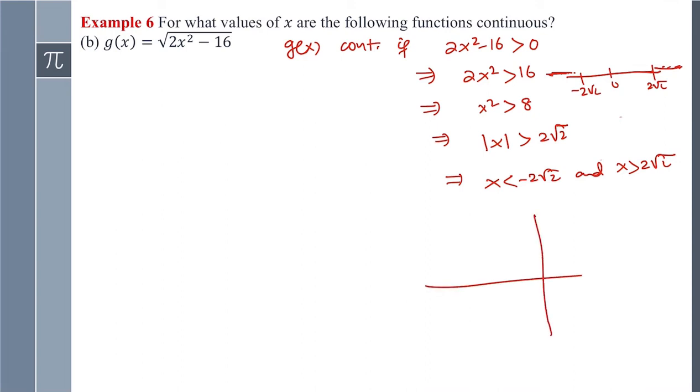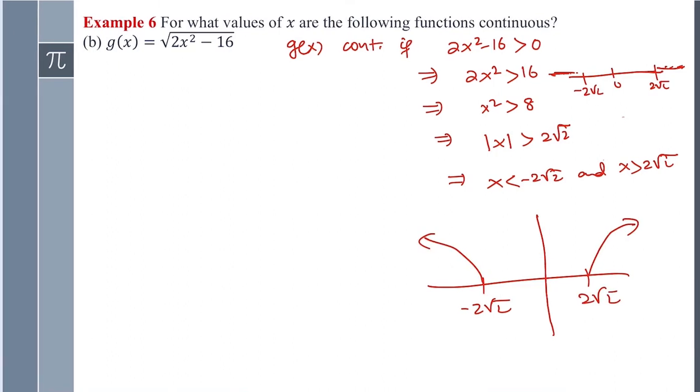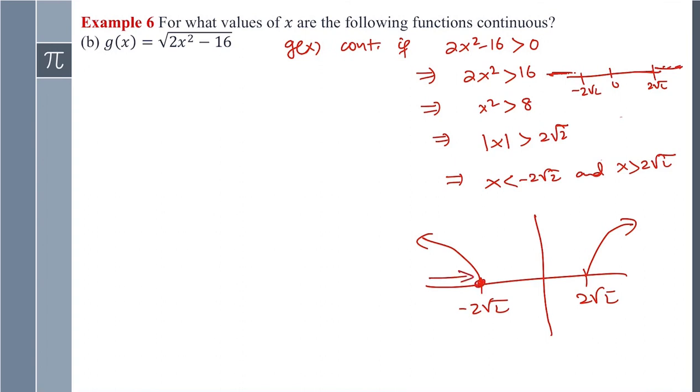Now we will check at the endpoints. Okay, so let me draw that graph again. So -2 square root of 2, 2 square root of 2. So the graph looks like this. So at this point, we are going to check the left continuity, okay, and at this point, we are going to check the right continuity. So we know that f of negative 2 square root of 2 equals, if we plug it in here, we get 0.